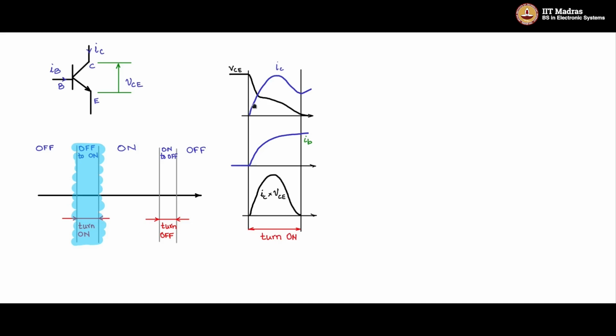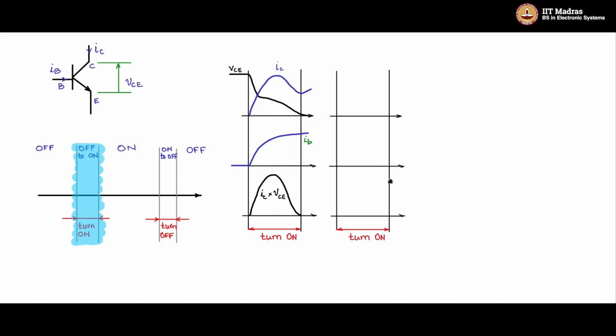The instantaneous values of IC and VCE keep on multiplying, and then I plot this curve. So this looks like this. Now relative to this IB, let me make a few changes so that you try to get some more insight. So next, I will place another similar turn on segment, and let us view the same waveforms.